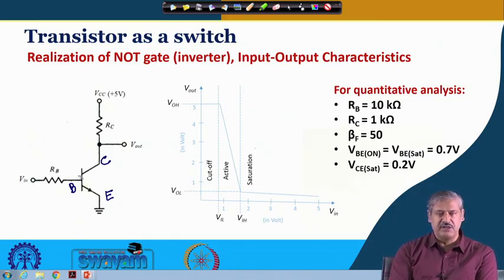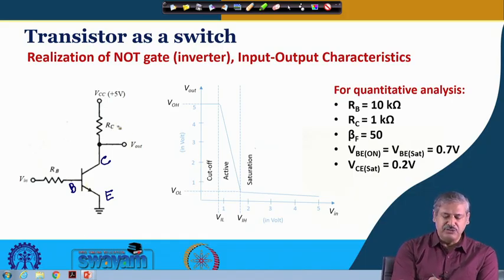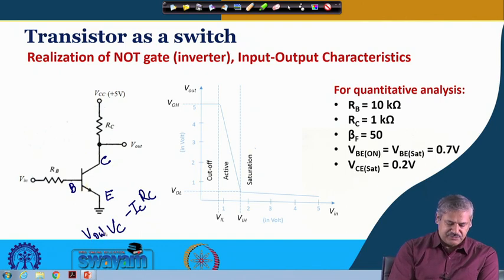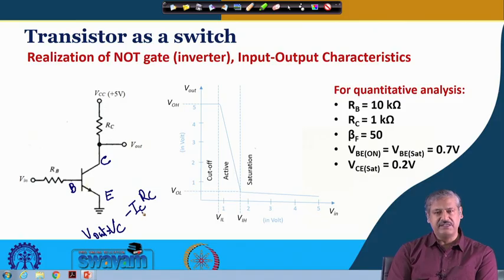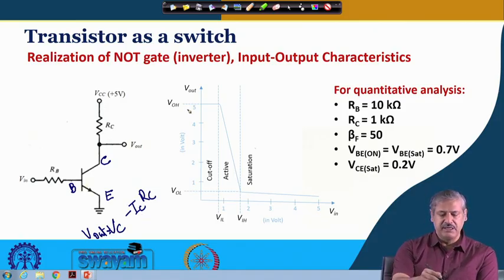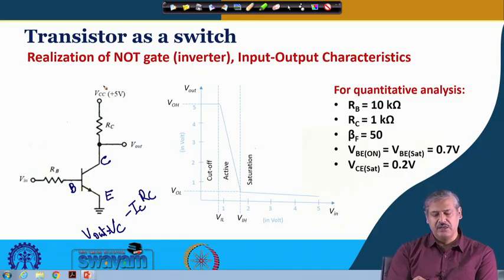Since this transistor is off, no collector current IC is flowing. So, the drop IC into RC is zero, and VCC minus IC RC, that is your V out. Since IC is equal to 0, the voltage that you get here is VCC, which is about 5 volt over here.